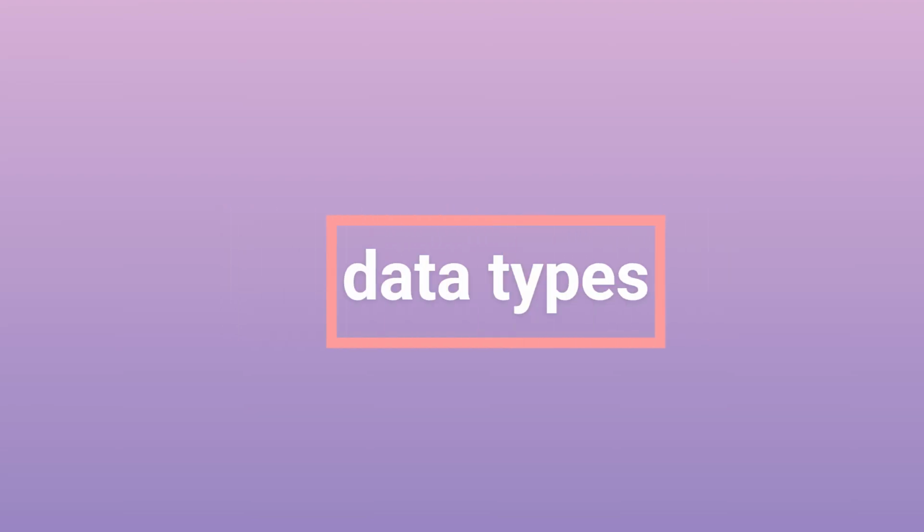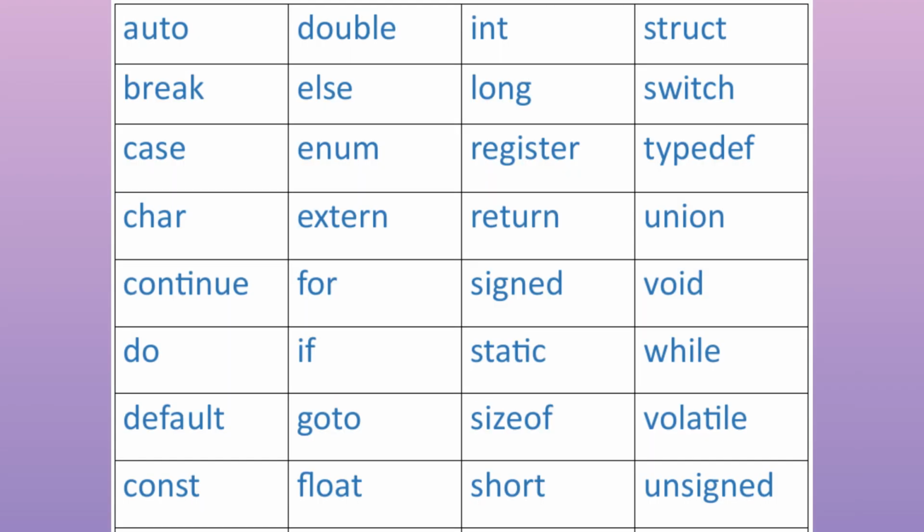In the previous video, we learned about data types like int, float, and char. These data types are also part of the keywords, so we cannot use them as variable names. There is no need to memorize all these keywords right now. We will use each of them as we progress.